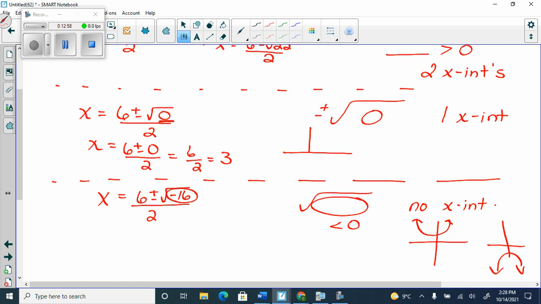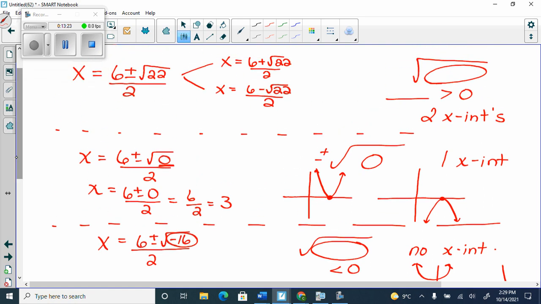This one, when I have 1 x-intercept, I actually get tangency. So I get it touching the x-axis in one spot. The vertex is actually on the x-axis is essentially what happens. Or it would be this way. So when your vertex is your x-intercept, that's when you get the square root of 0. Because you're going to get 1 x-intercept.